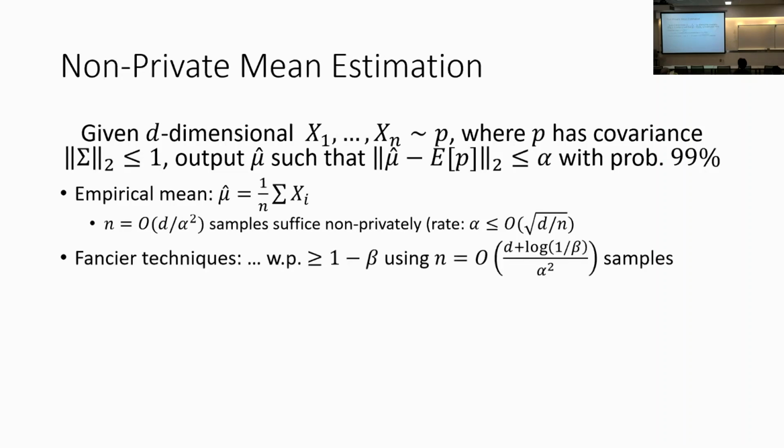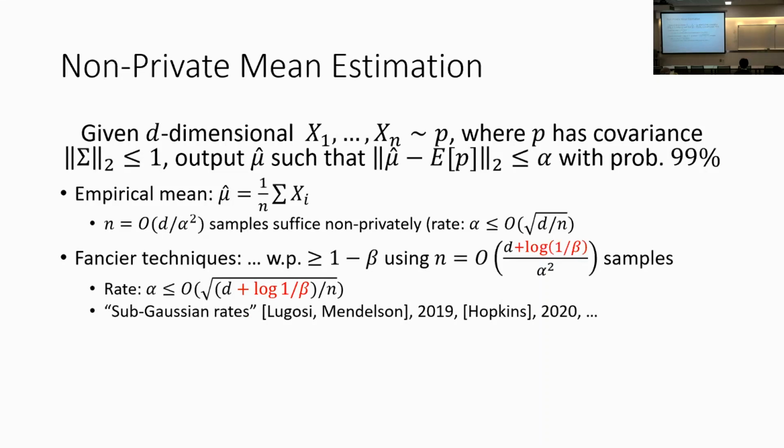I'll comment that there's some more stuff which some insiders in the room might be aware of. If you want really high probability of success, not just 99%, say 1 minus beta, you can get a sample complexity with an additive log 1 over beta, or in rate form like this. And it's surprisingly non-trivial to get this plus log 1 over beta. This is called sub-Gaussian rates by the statistics community. The statistics community really cared about this type of problem. There was a nice work which gets this plus log 1 over beta, and it's made efficient by Sam Hopkins in previous work.